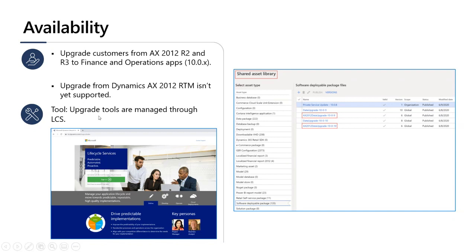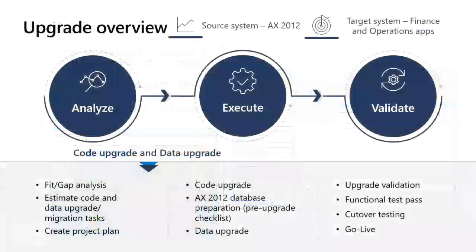So you will be seeing us talking a lot about LCS component with that as well. In terms of the overall upgrade process, you can think about it as three primary phases. Analyze, where you are trying to come up with a project plan to understand the budgeting and the timelines for the upgrade activity. Execute, where you are conducting the code and the data upgrade activities. And validate, where you are testing and signing off and preparing for go live.